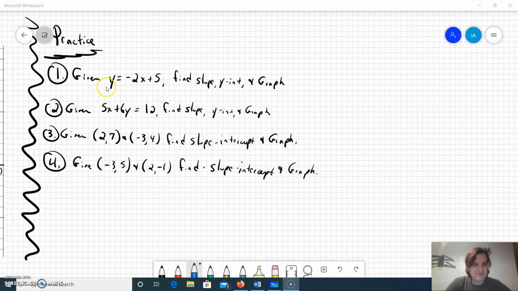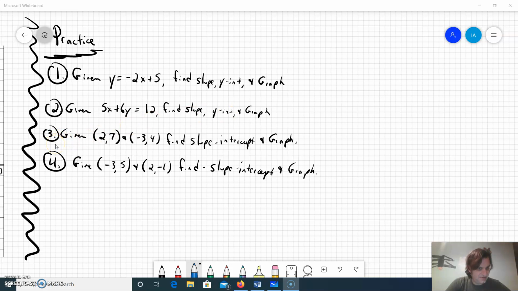So number one, given y equals negative 2x plus 5, find the slope, y-intercept, and the graph. Number two, given 5x plus 6y equals 12, find the slope, y-intercept, and the graph.